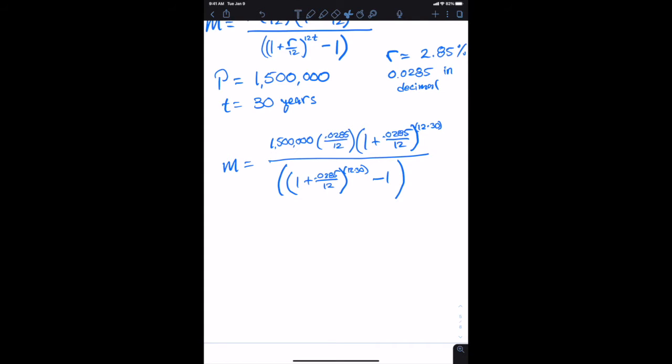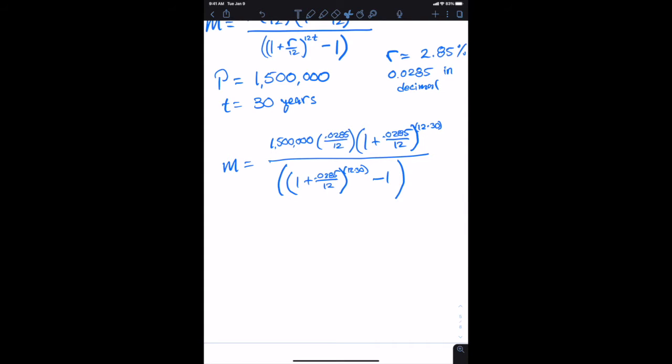So here, and I'll just say it once, we're taking $1,500,000 and multiplying it by the fraction 0.0285 divided by 12. And then we're multiplying that by 1 plus 0.0285 divided by 12, close parentheses, raised to the 12 times 30. 12 times 30 is 360, so you could just write 360 there.